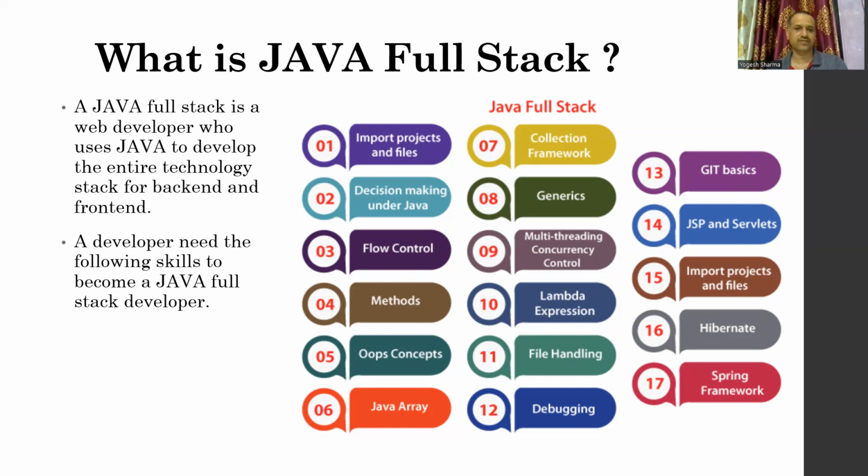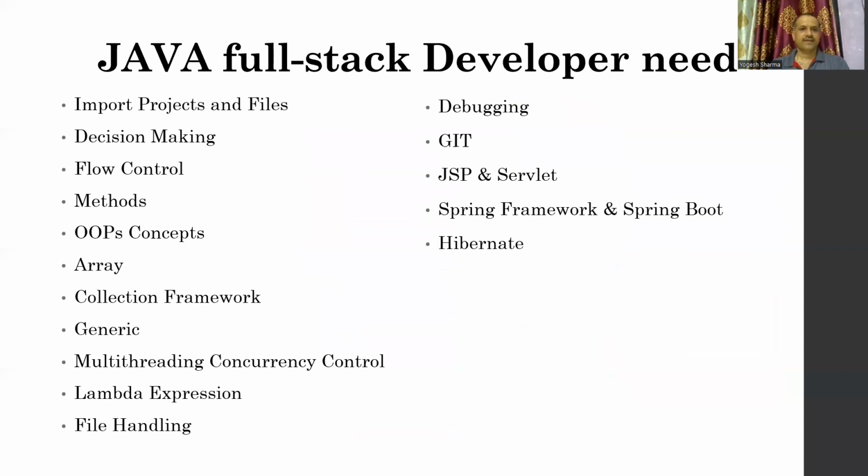They should have the knowledge of these types of skills: importing projects and files, decision making, flow control, methods, OOPS concepts, array and string, collection framework, generics, multi-threading. So these are some 17 or 18 skills that a Java programmer should have, and this is the listing that I have mentioned.